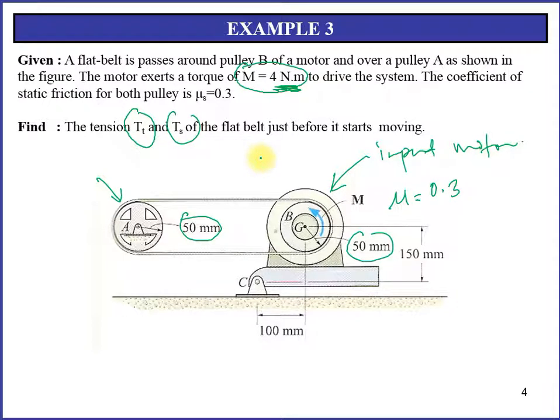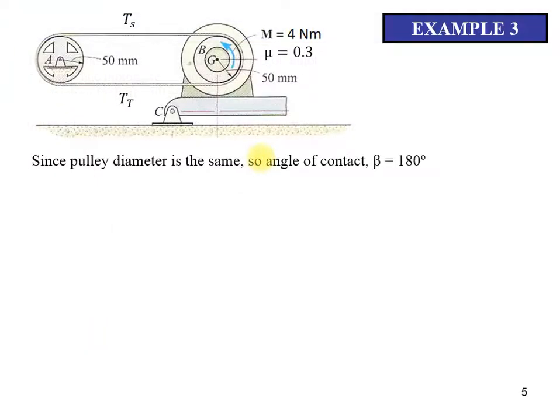Okay, we consider that this is a flat belt. By considering the flat belt, but before that, since the diameter of the pulley is the same, the angle of contact beta is equal to 180. So you know that just now, the moment torque at this pulley is given as 4 Newton meter, and the coefficient of friction is 0.3.